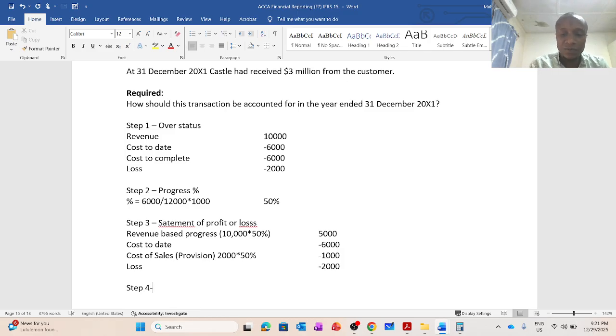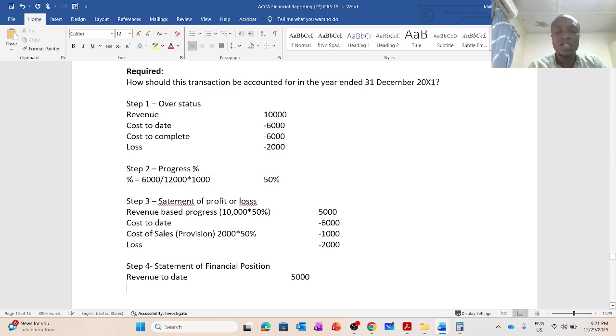Very clear. Step 4, we are going to consider the statement of financial position. So we are going to determine whether it's a contract asset or a contract liability, which is clear. We're going to look at the revenue recognized to date, which is 5,000. Then we're going to look at the cash received, which is 3,000. So it means this is a contract asset.